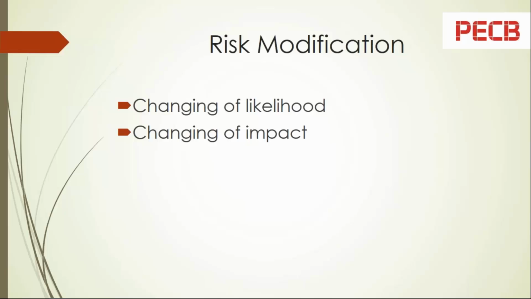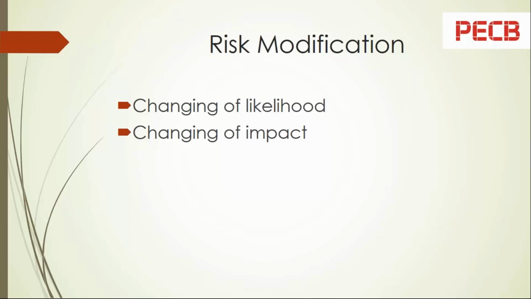Risk modification. How do we go about this? There are really two options. We can change the likelihood, the probability that is, of the occurrence of the unfavorable event, or in fact we can increase it if we're looking at risk in terms of an opportunity. Or we may change the impact.